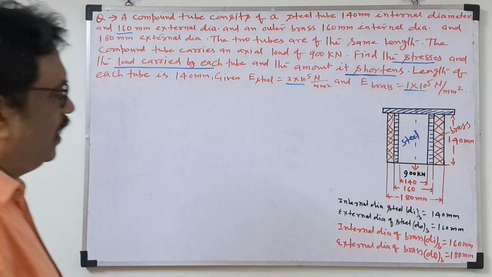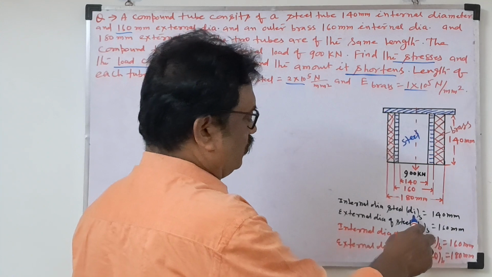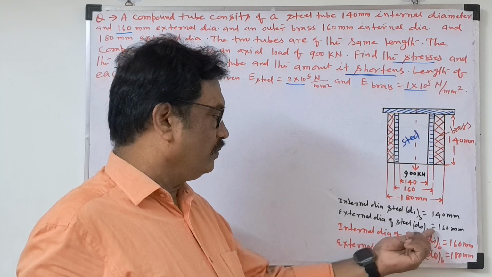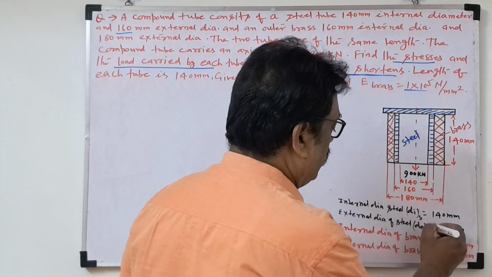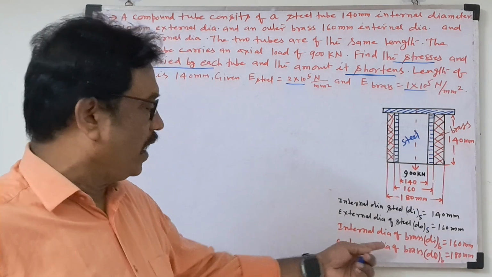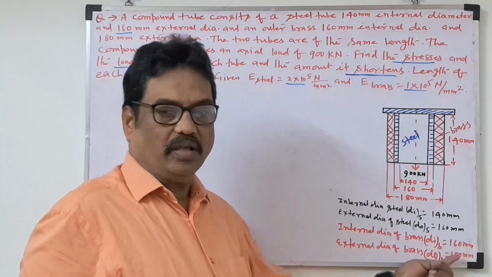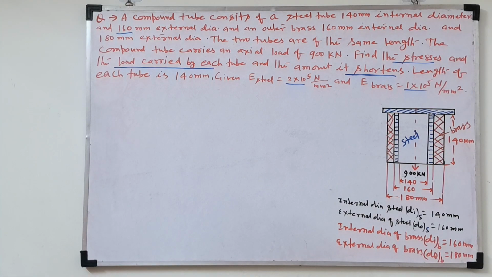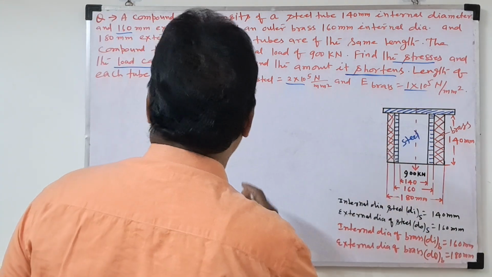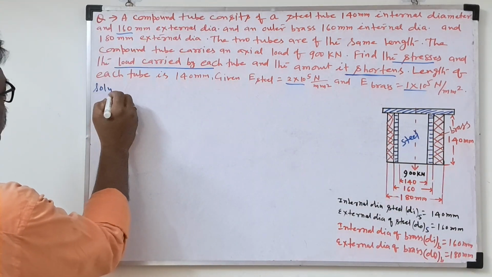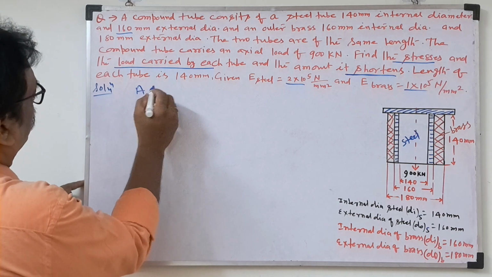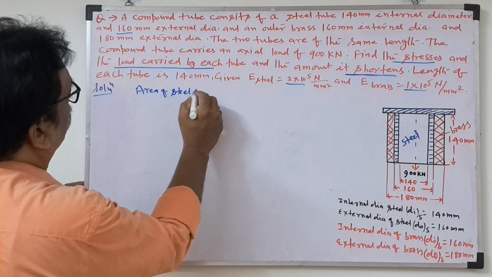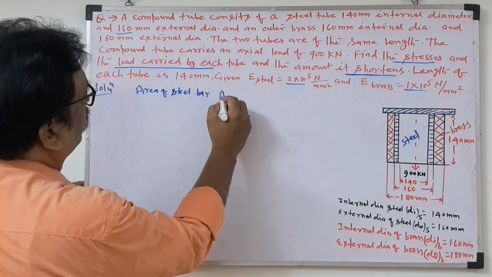First, inner dia and external dia, I already wrote here. The symbols I have taken: DIS inner dia of the steel, DOS outer dia of the steel, and DIB inner dia of the brass, DOB outer dia of the brass. So we'll find the area of the steel bar and brass bar first. This is the hollow tube, now what will be the area here? I am going to write the formula here: area of the steel bar, symbol AS.